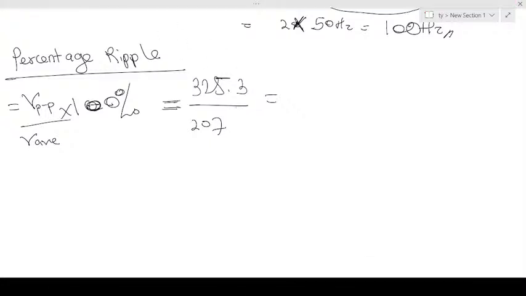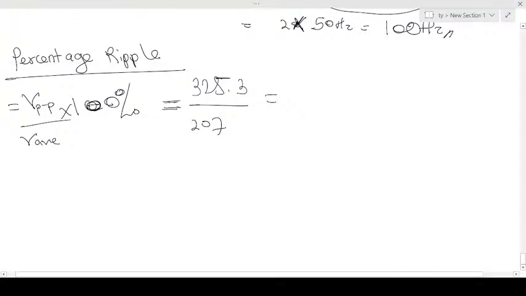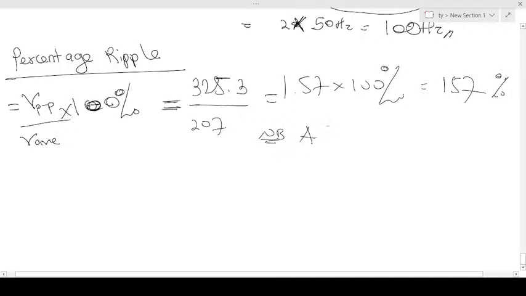1.57 times 100% is equal to 157%. Note, this is a lot of ripple. This is still a lot of ripple.